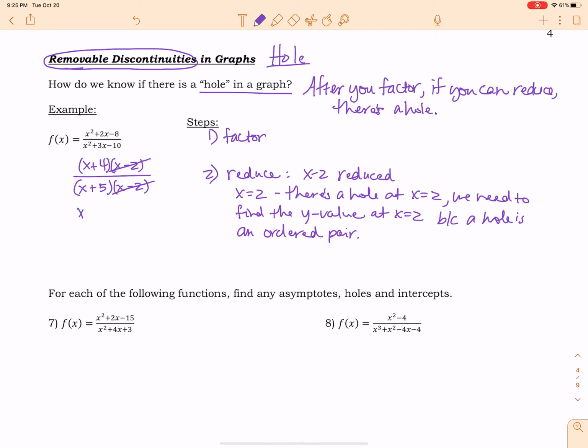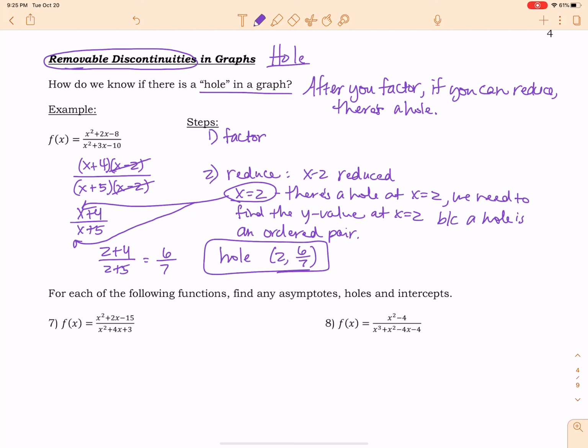Well, we are going to use our reduced fraction, and we are going to substitute in this 2 in for x into the numerator and the denominator. So 2 plus 4 over 2 plus 5 gives me 6 over 7. So there's a hole at 2, 6/7. That is how we do this. It's a magical time. All right, let's do some examples.